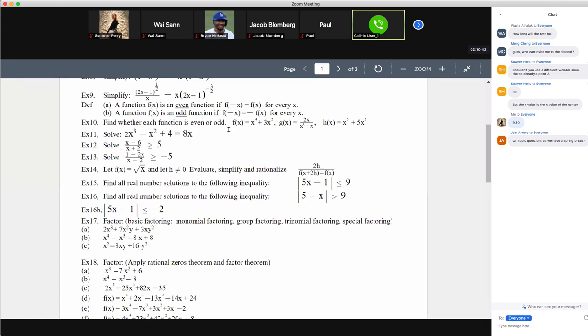Now function f, do you think that's even or odd? Example 10, this guy, function f. Do you think that is even or odd? Even? That's an even function. And you should be able to prove that. Now function g, is that even or odd? What do you think?